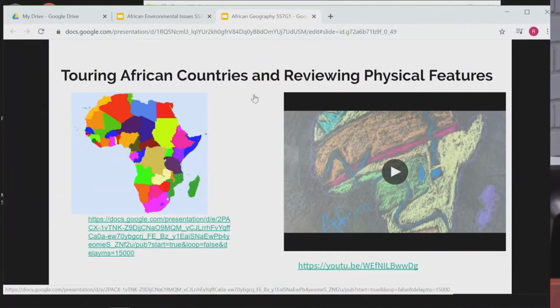All right, next we are going to look at some visuals and a visual lesson about the physical features of Africa. We just did the political. That was our tour of the countries, because when they say political features of Africa, they're actually talking about the countries of Africa. So now we're going to look at the physical features, which are things like lakes, mountains, deserts, things that are naturally occurring in the environment.